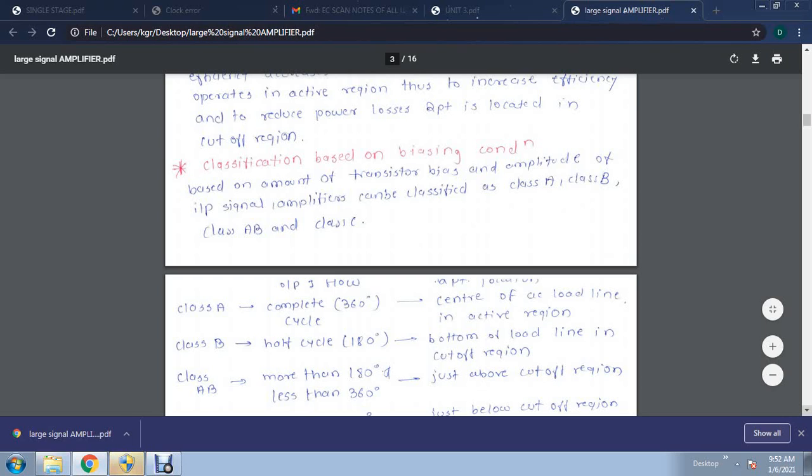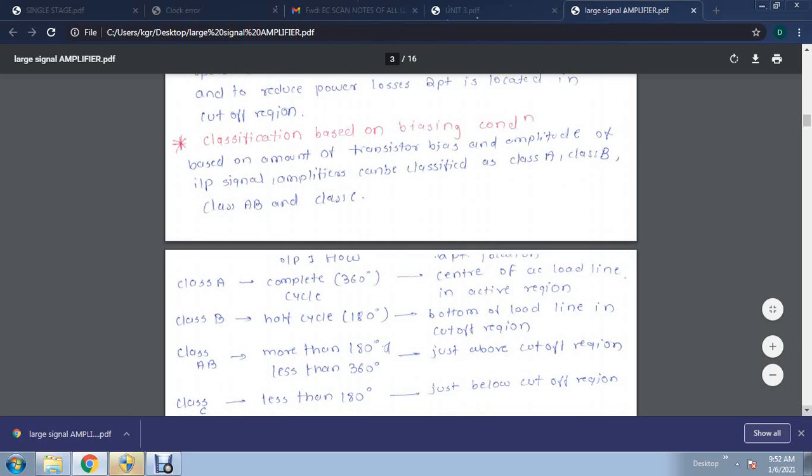Here, how do we define Class A? It depends upon the waveform. If the waveform is a complete half cycle and full cycle combination, we take it as 360 degrees, that is a complete cycle, at the center of the AC load line. Now coming to Class B, we take a half cycle, that is 180 degrees, and the bias is at the bottom of the load line in the cutoff region.